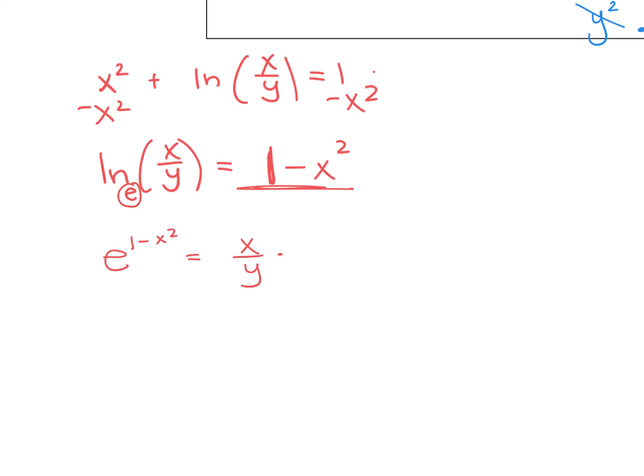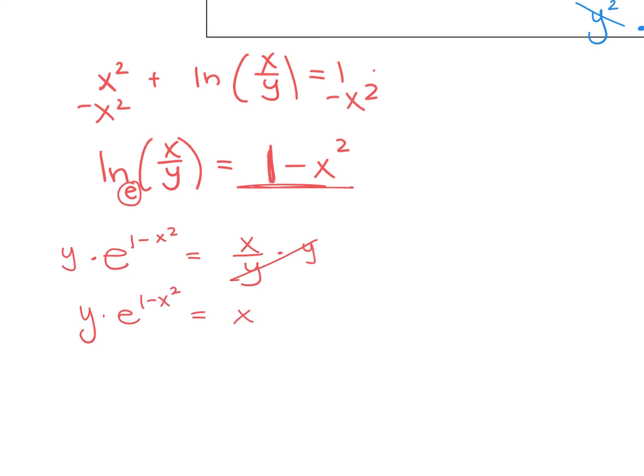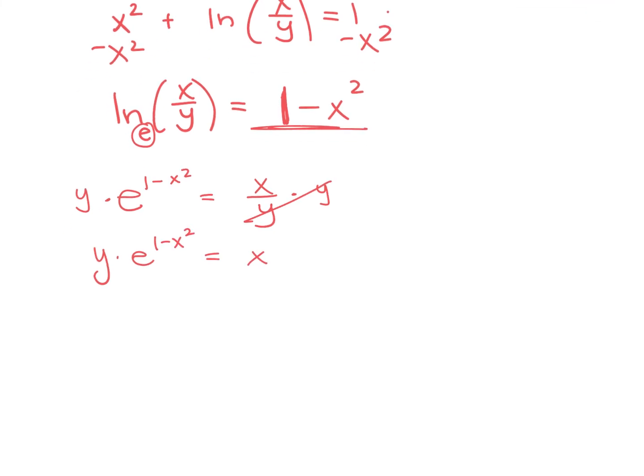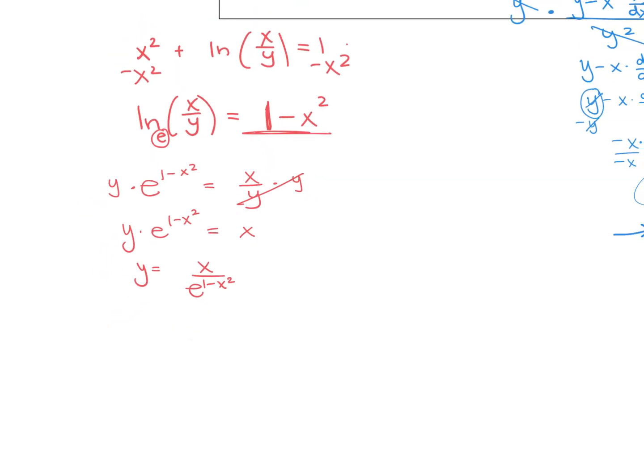And if I multiply both sides by y, I get y times e to the 1 minus x squared equals x. And then I can just divide x by e to the power of 1 minus x squared. Now, that's the explicit form.